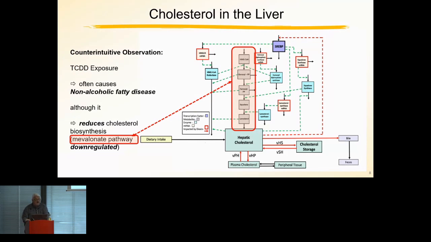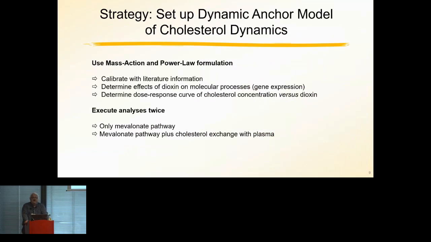And so we set up a model. It was primarily a mass action model with some power law ingredients for regulation. And we calibrated that with literature information. There's a lot known about cholesterol, of course. And then we determined the effect of dioxin on the molecular processes, on gene expression. And that is known to some degree. And then we determined dose-response relationships between the amount of dioxin that goes into the body and the effect it has on these molecular components. So it's a dose-response curve that we get out of the model, and we use that later in our template model.